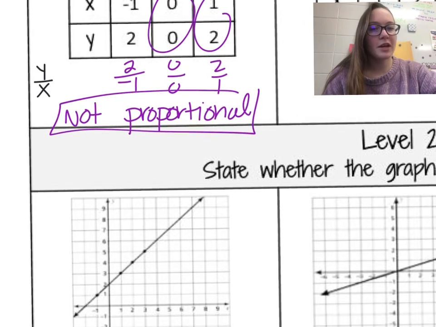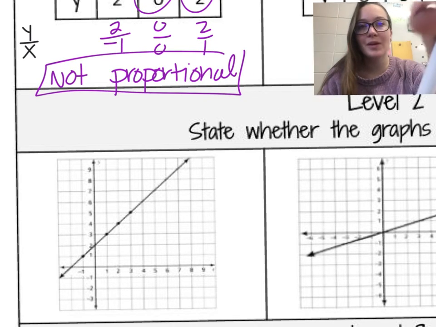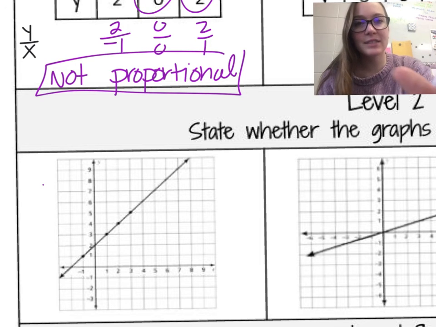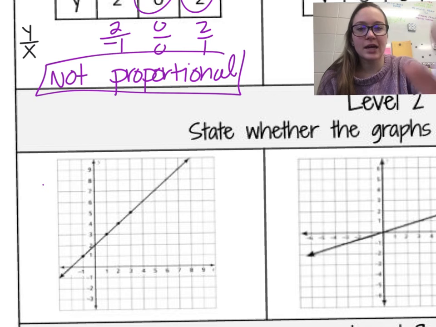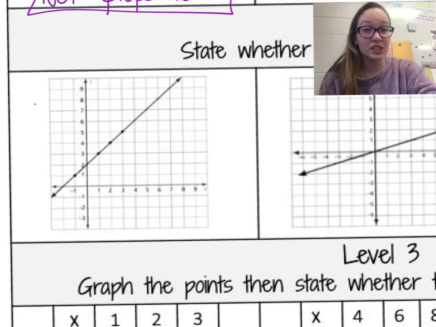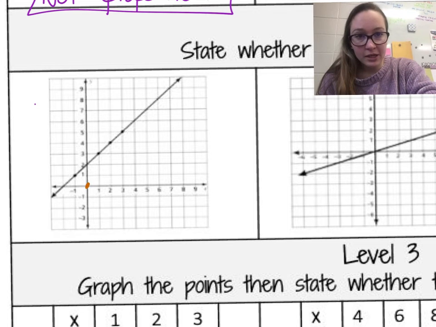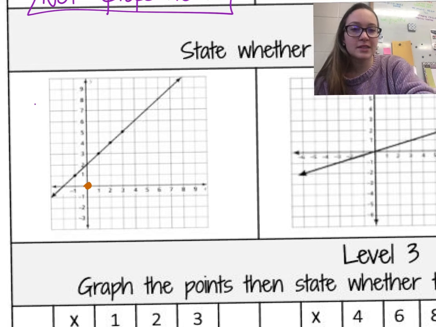Alright, for a graph, it has to go through the point 0, 0. It has to go through the origin. So for this guy, right here, I'm going to find the origin. It's right here. There is not a straight line that goes through that. That means that this graph is not proportional.